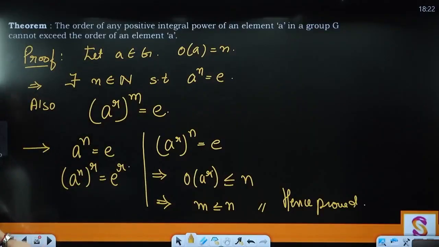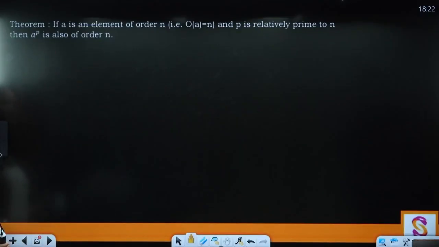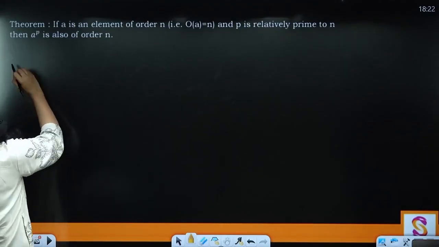All right. Next one is that if a is an element of order n and p is a relatively prime number, relatively prime to n, then a raised to the power p is also of order n. Now what does it say?